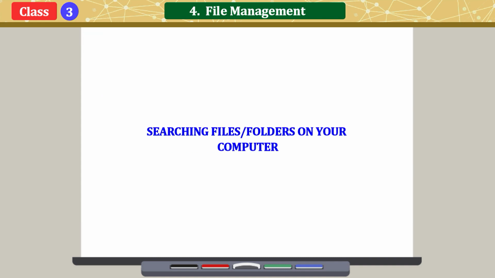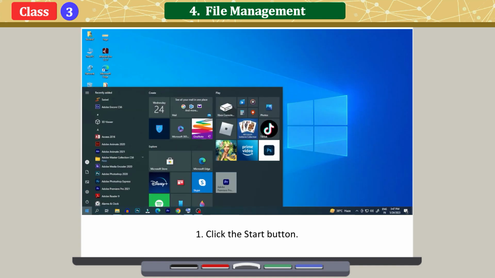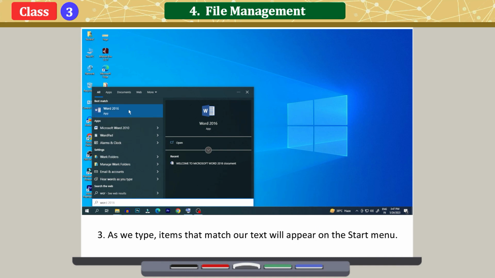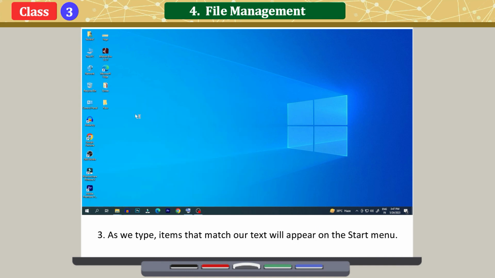Searching files and folders on your computer. Click the Start button. Type a word or part of a word in the search box. Search results appear as soon as we start typing in the search box. As we type, items that match our text will appear on the Start menu.